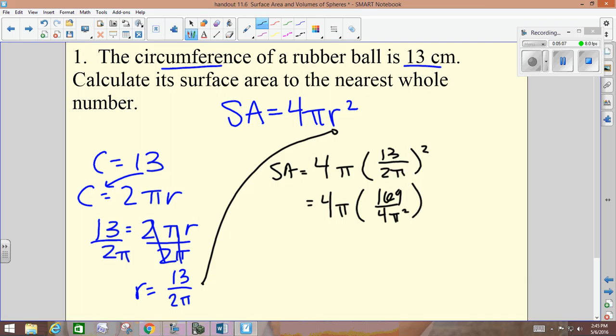The 4 pi that's out front is technically on the top, since it's a whole number. And then I have a 4 on the bottom, so these 4s are actually going to cancel out. And this pi that's out front, since it's a whole number, is really in the numerator. And I have 2 pi's down here in the denominator, so I would cancel one of them out. So the exact surface area of the sphere would be 169 over pi. Put that in the calculator and round it to the nearest whole number. That's going to give you the most accurate answer. If you don't have your calculator out, you're going to want one here in a few minutes.